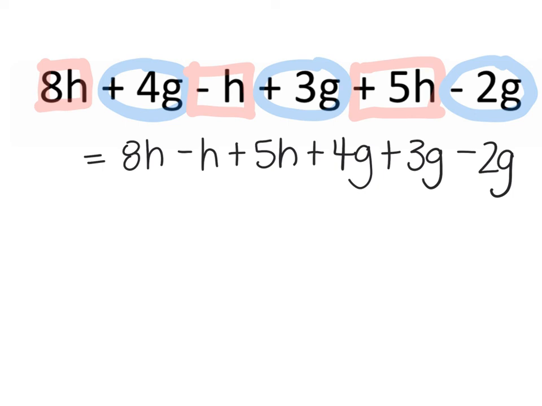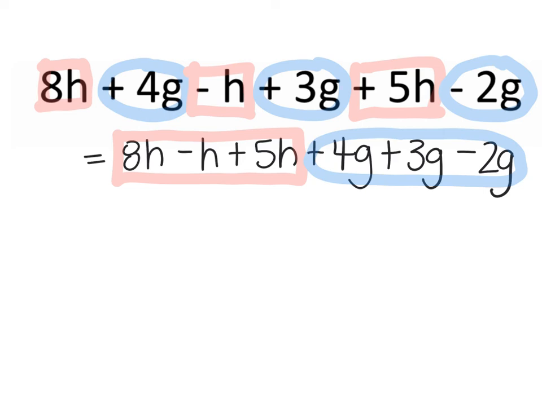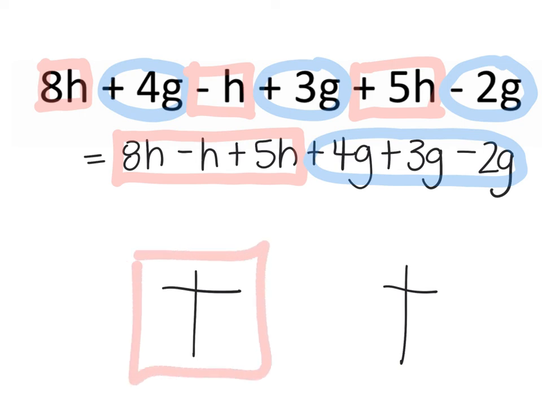Now that I've got all of my hamsters beside each other and all of my guinea pigs beside each other, I can decide how many scoreboards I'm going to need. Since I only have 2 different colors of variables here, or I only have hamsters and guinea pigs, I'll actually only need to have 2 different scoreboards. One for the hamsters and one for the guinea pigs.